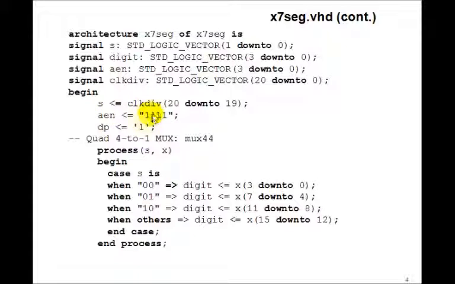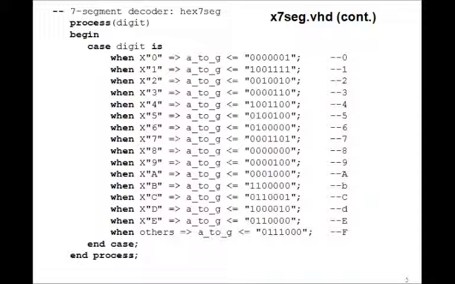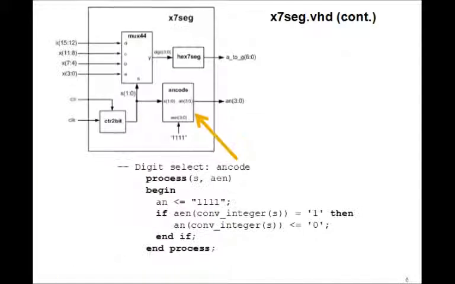We'll set A-enable to 1111, decimal point to 1. This is our quad 4 to 1 mux that we had in the last lesson. We're going to do it exactly the same way, just make these processes. Here's the 7-segment decoder, we still have to put the AN code module in.